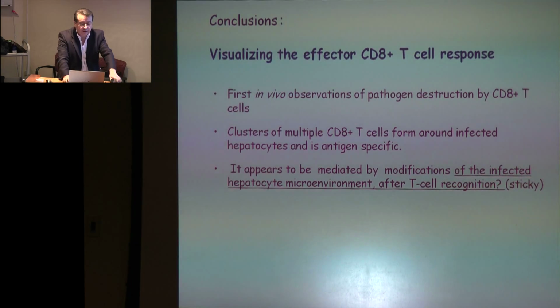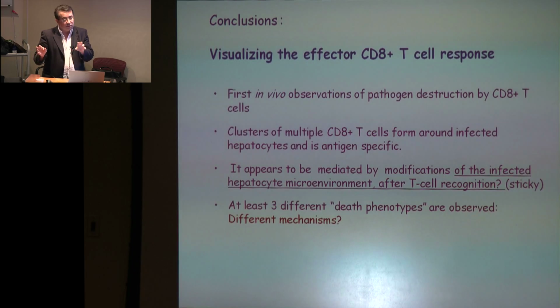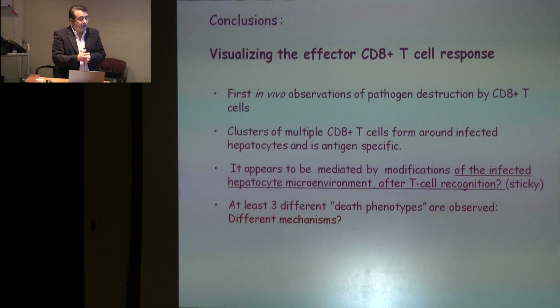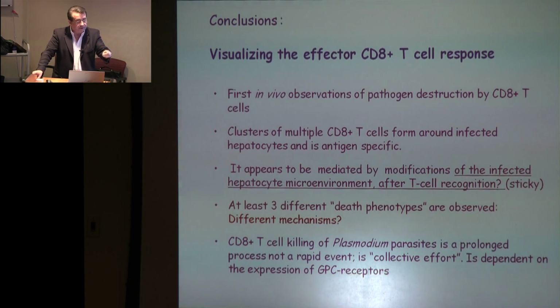You can see sometimes a single cell and a single parasite, and there are different phenotypes, as I showed you before. There is slow death, and we have dramatic death, and we believe that possibly that indicates that different mechanisms used by the CD8 cells are operating in this case. We believe that CD8 killing is a prolonged process. It's not always a rapid event.